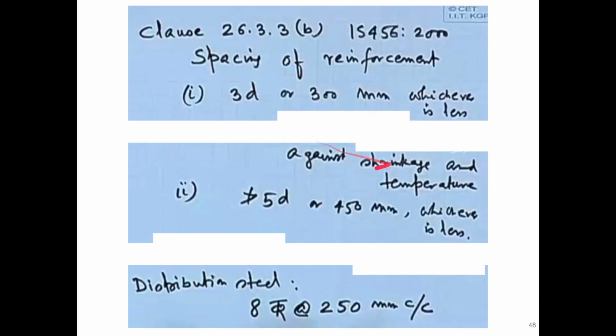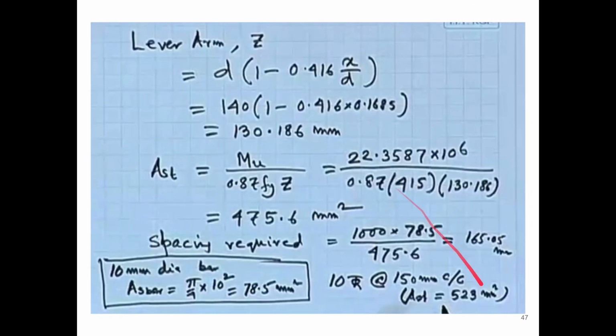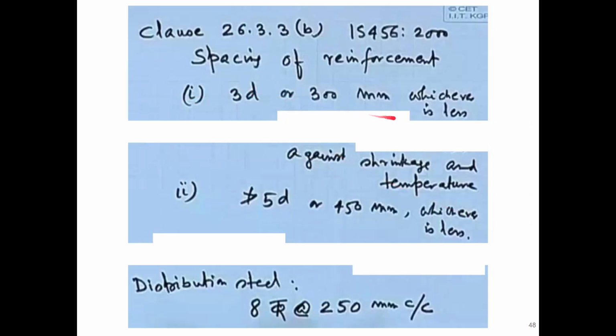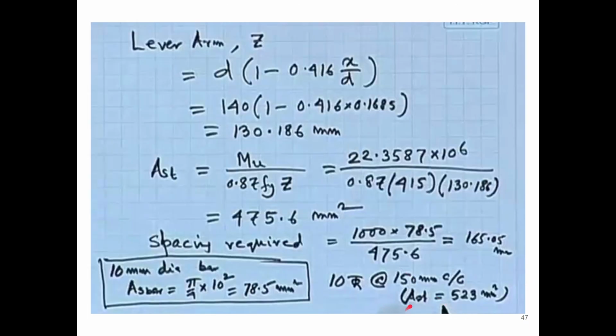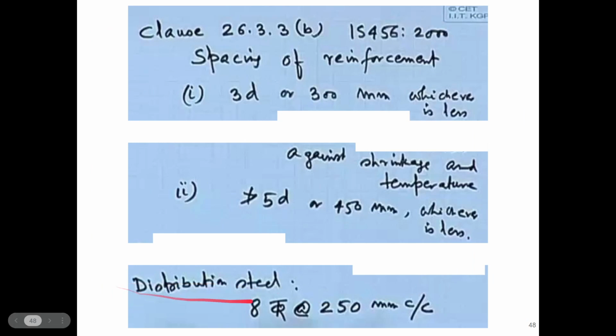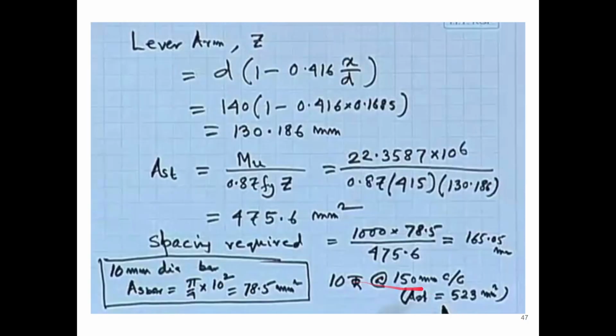So these are the clauses. As I told you, it should always be less than the obtained value, 3D and 300 mm in the general case. And against shrinkage and temperature, it should also not be greater than 5D or 450 mm. So if it is satisfying this condition, it will definitely satisfy this condition. So we mainly have to consider 3D, 300 and the obtained value. So that is the primary reinforcement.